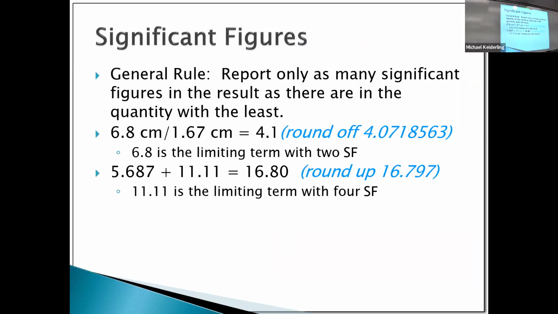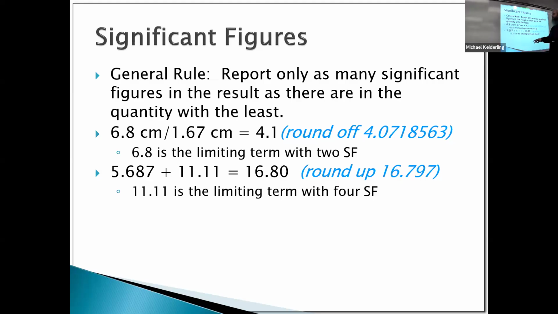So the general rule is that you only report as many significant figures in the result as there are in the least value. The strict rule is that you use number of significant figures for multiplication and division and number of decimal places for addition and subtraction. That's the strict rule. Usually that turns out the same. So here, for example, 6.8 divided by 1.67, this you can round off 4.0718563 to 4.1.